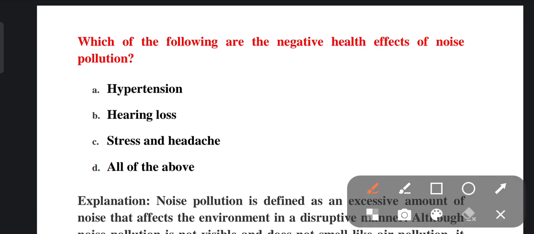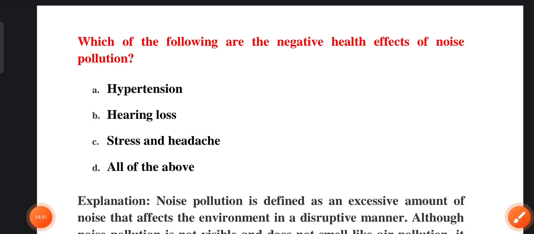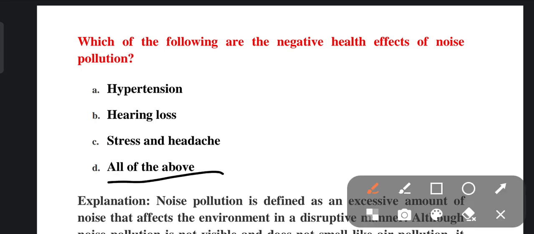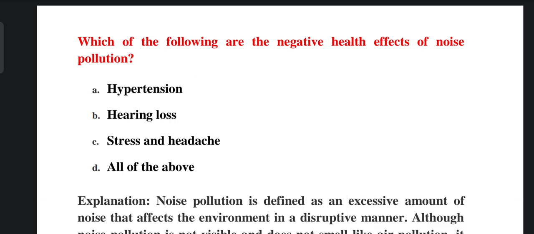The next one is, which of the following are negative health effects of noise pollution? What are the negative effects of noise pollution? Options are hypertension, hearing loss, stress and headache, all of the above. The right answer is all of the above. Due to excess noise, people can get hypertension, which means anxiety, and hearing loss is common, and stress and headache can also be observed when we hear continuous loud noise.